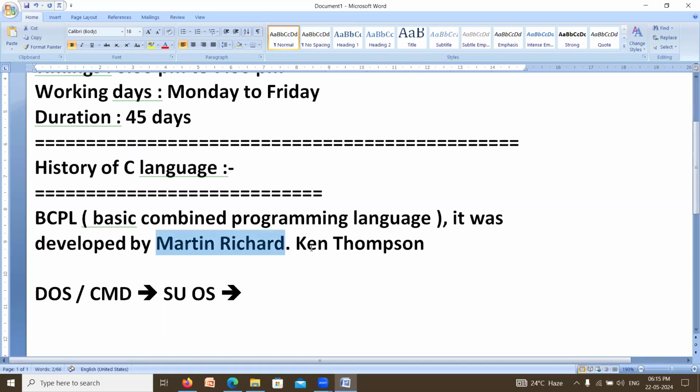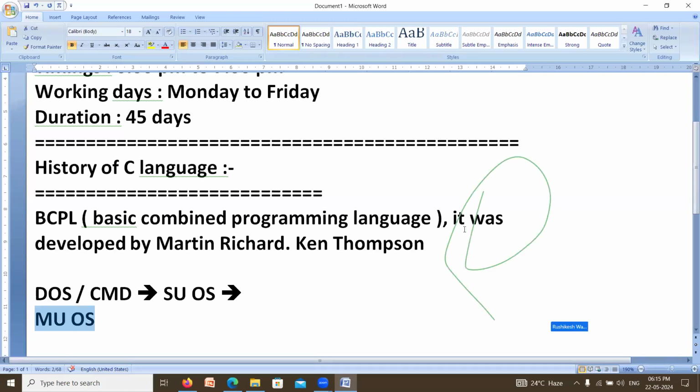Martin Richard and Ken Thompson wanted to develop a multi-user operating system, to use the computer resources properly. To develop this multi-user operating system, they had one language. What is that? BCPL, no? By using BCPL, they tried to develop this multi-user operating system, but they failed.